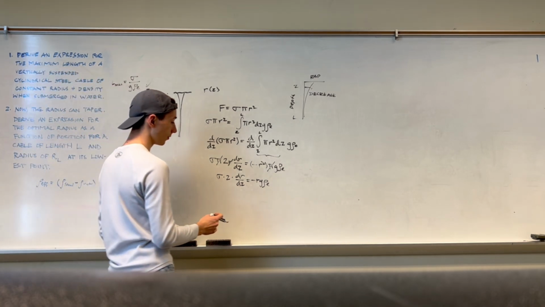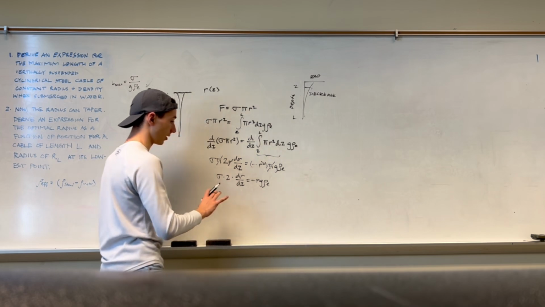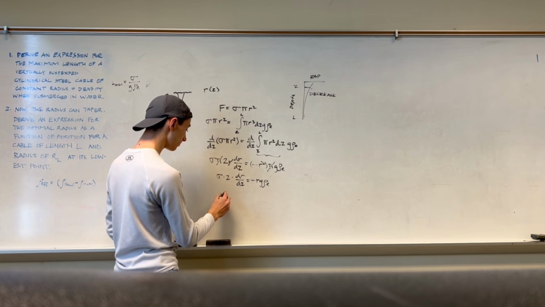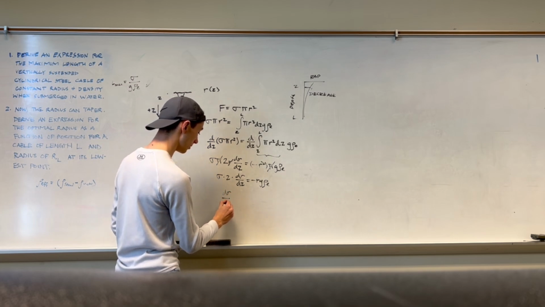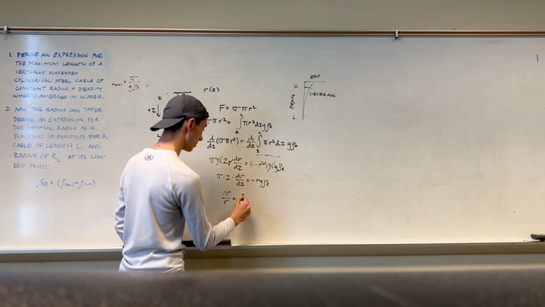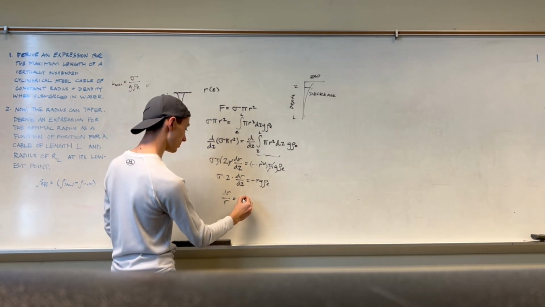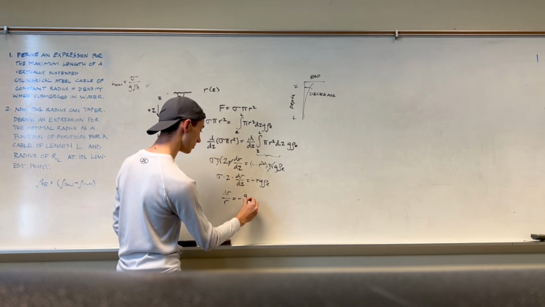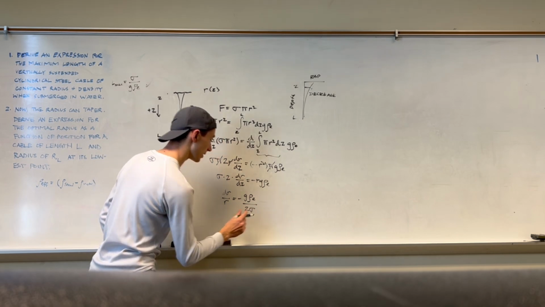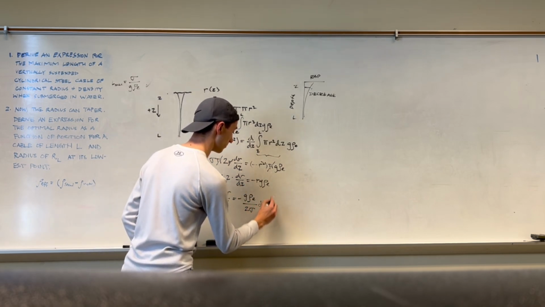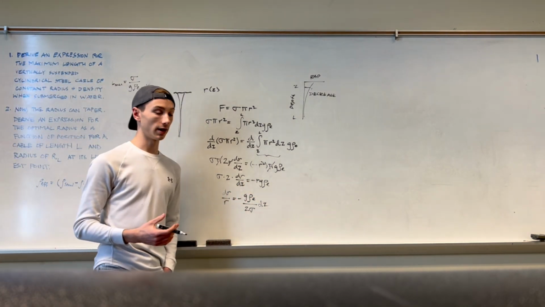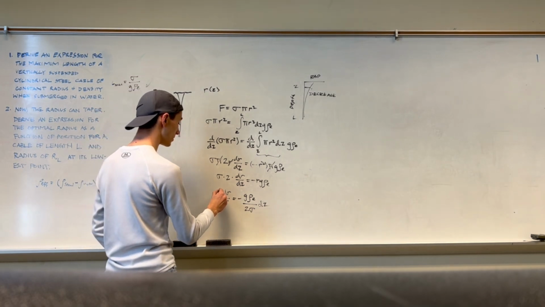Still not integratable. We need to get our variables on the right sides. We need r on this side, dz on the other side. So dr divided by r equals negative g times rho e over 2 sigma, and of course don't forget dz. Now this expression is separated, and now it's integratable, so we can take the integral of both sides.